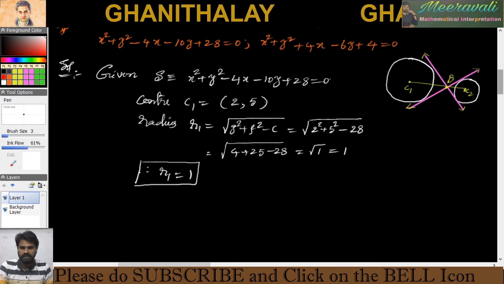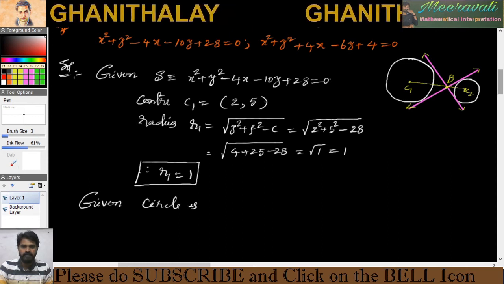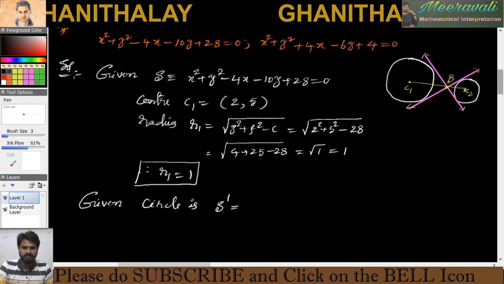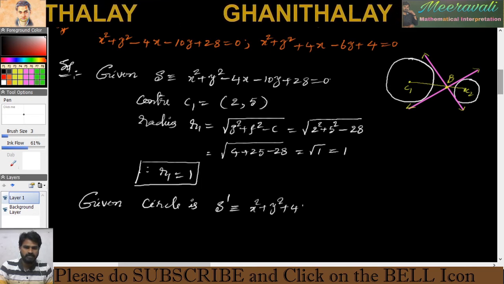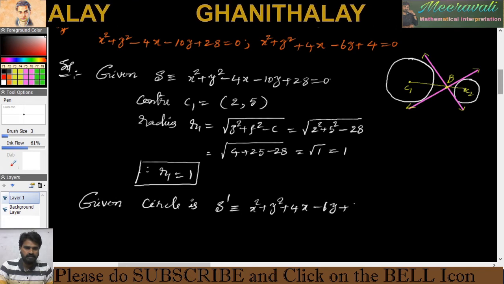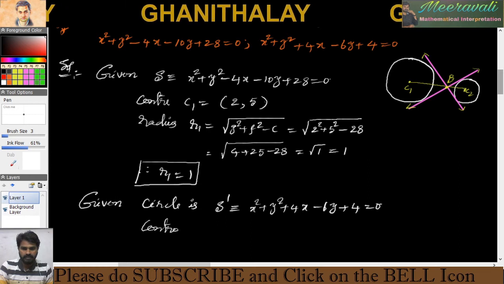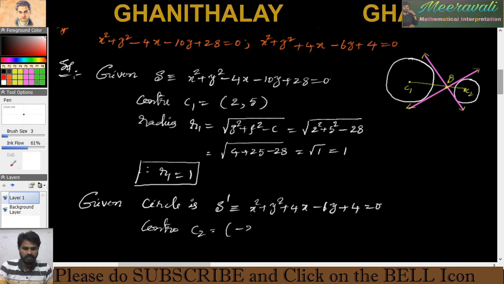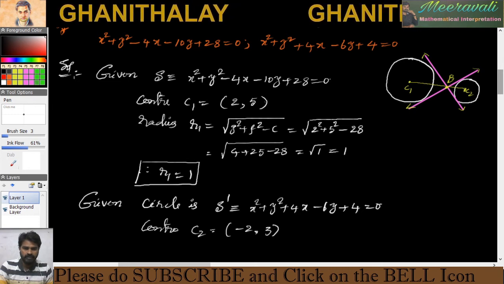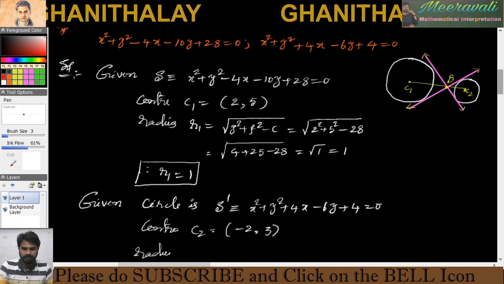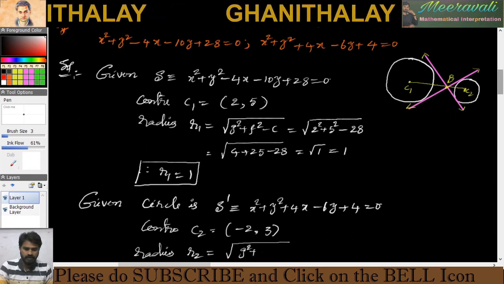So given circle, let it be S dash. The equation is x square plus y square plus 4x minus 6y plus 4 is equal to 0. Now center C2 is equal to negative of half of x coefficient and negative of half of y coefficient. Now radius, here also the same formula, R2 is equal to square root of g square plus f square minus c.